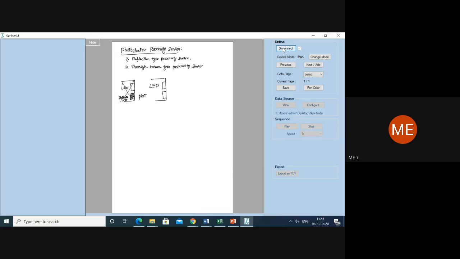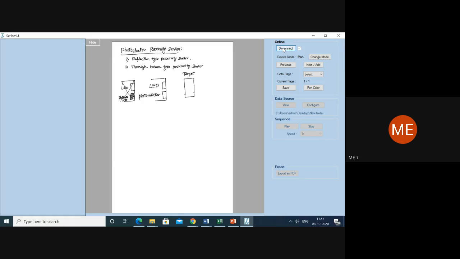So this is the photo detector. I think now it's probably clear. Now I am having the target. So this is the target. This method is called the reflection type proximity sensor.